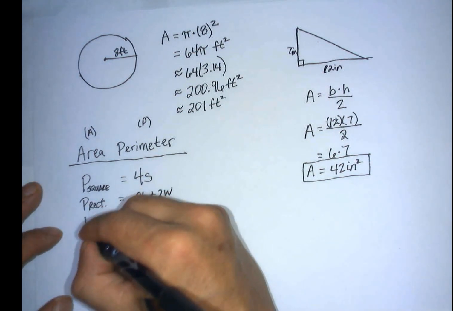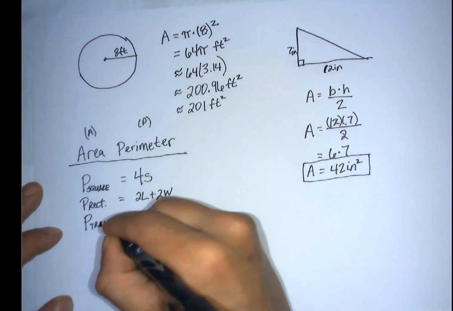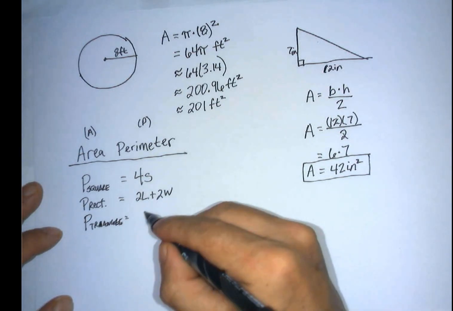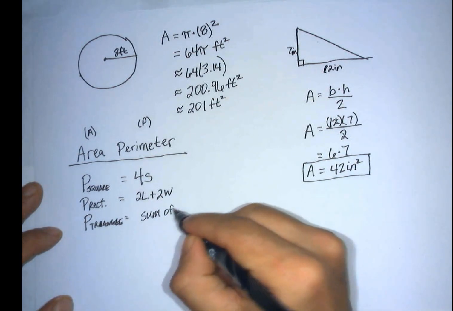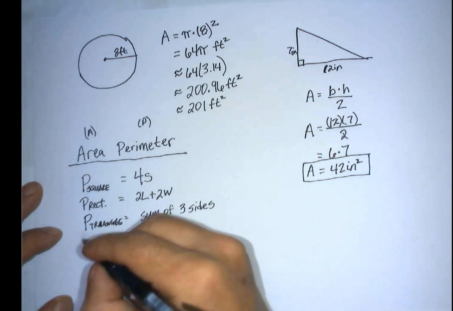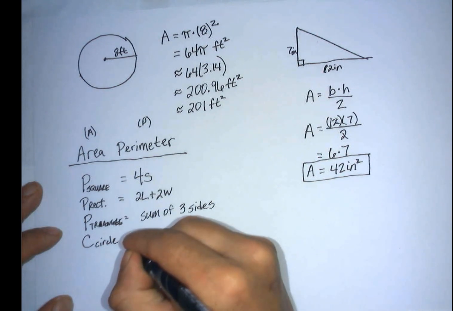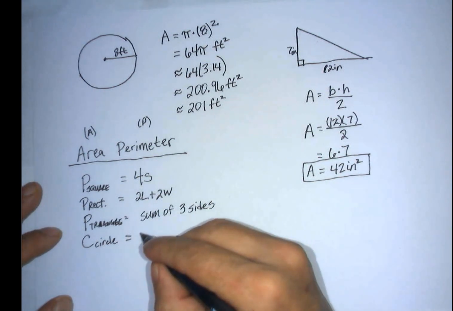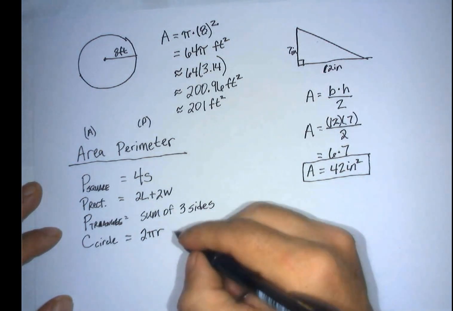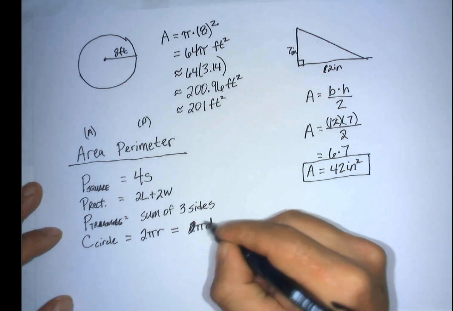The perimeter of a triangle is the sum of the 3 sides. There's no real formula for perimeter of a triangle. The circumference of a circle is 2 pi r, or pi d. There's no 2 there.